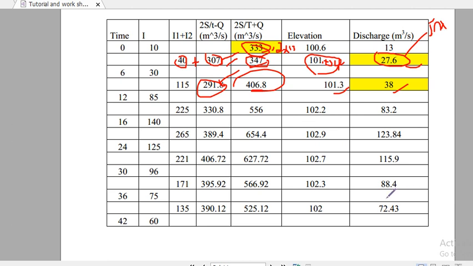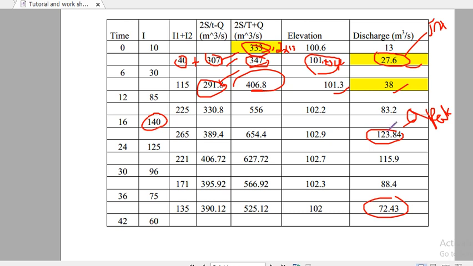So the last one is this. Among these, this is the peak discharge. From the inflow, this is the peak discharge for inflow, and this is the peak discharge for outflow. So from this we can calculate the attenuation.